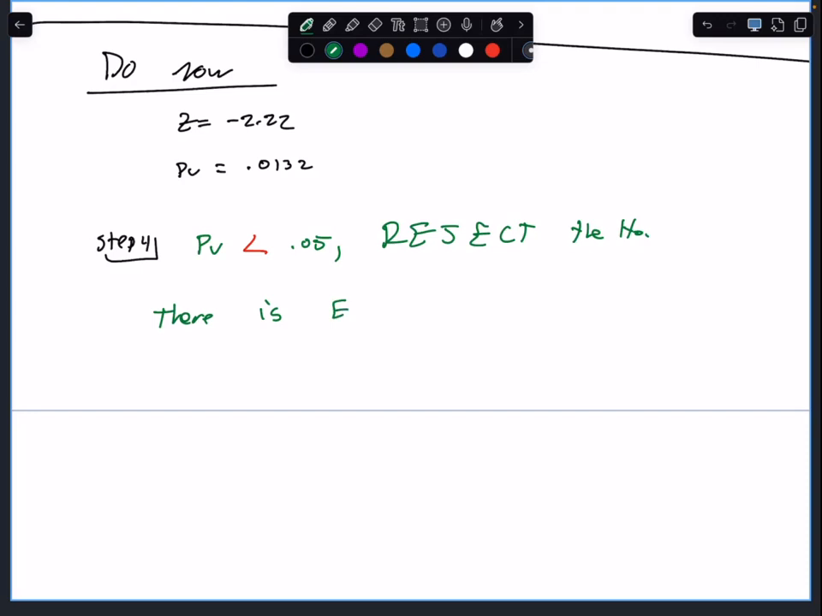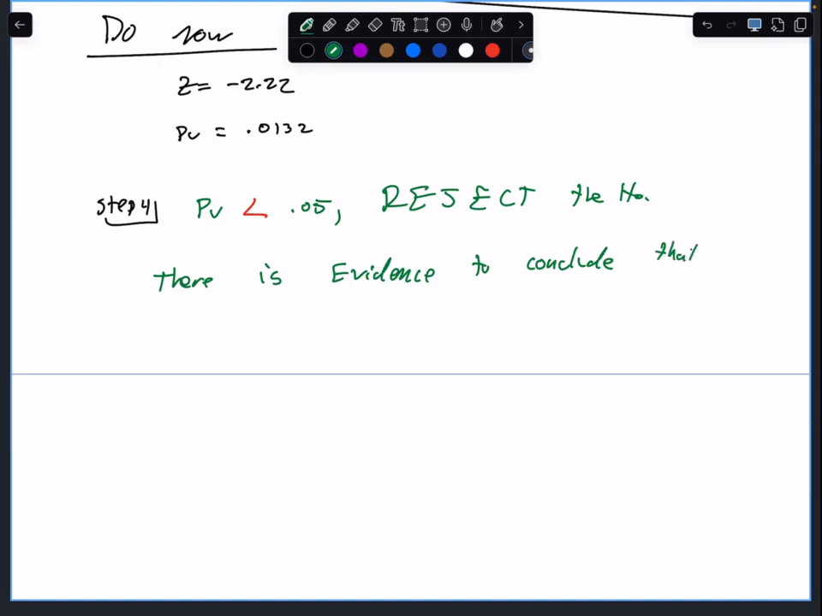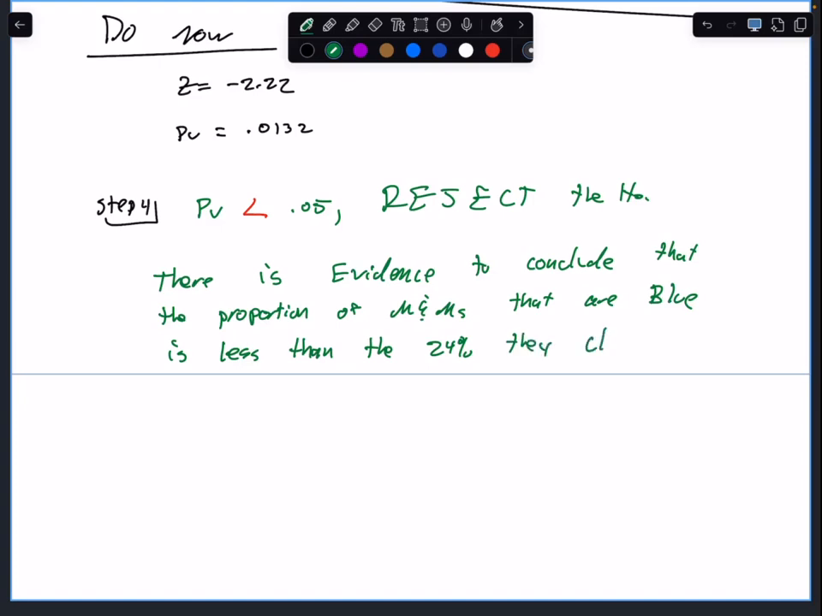There is evidence to conclude. I said suggest, or we can use the word conclude, that the proportion of M&Ms that are blue is less than the 24% they claim. I'm angry.